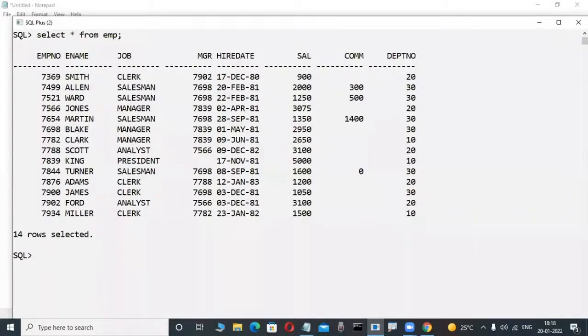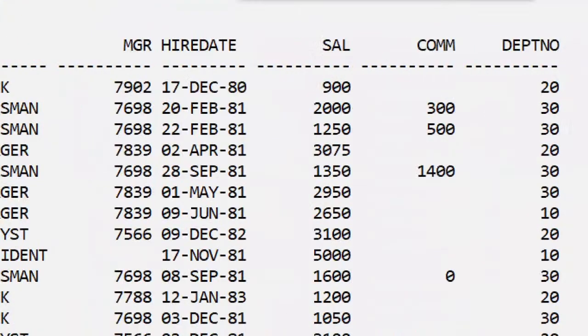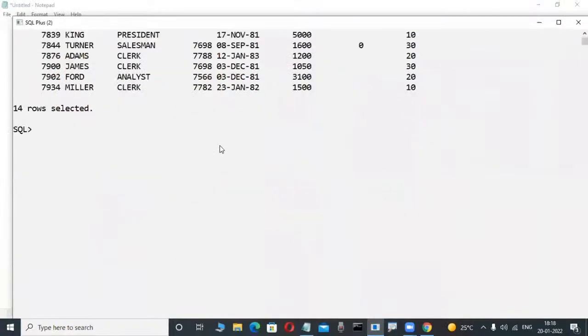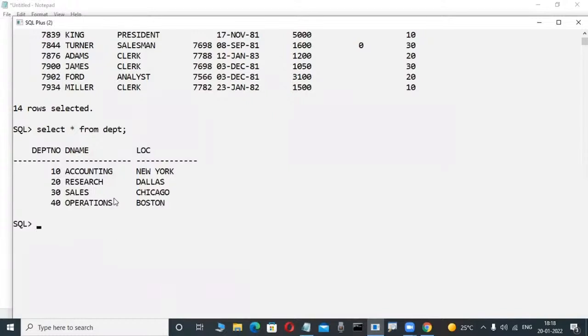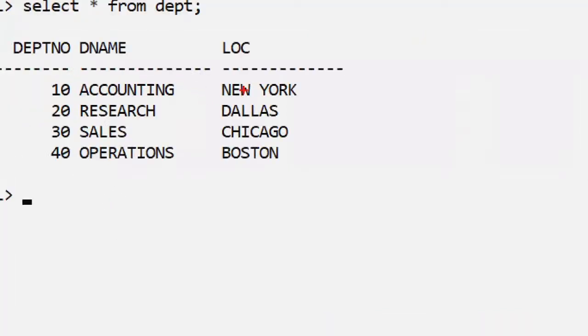Observe here, this is a matrix format. In this employee number column, only numbers are available. In this column, only characters are available. In this column, only dates are available. That's why the data is stored in a structured manner. In a relational database, structured data is there, a structured collection of data.